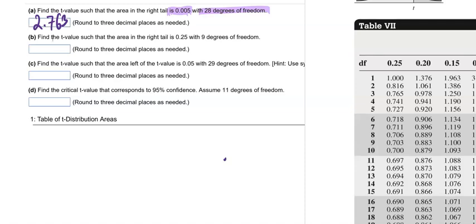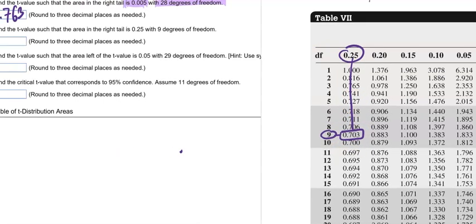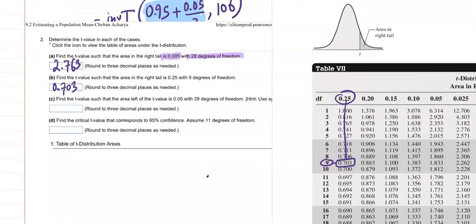Okay, now the next question: find the t value such that the area on the right tail is 0.25. This is the area on the right tail, or right area, and 9 degrees of freedom. You're basically looking for 0.25 and 9. So 0.25 here and 9 is here. They meet at this point, 0.703. That's the t value. So it's very easy to find the t value using the table.